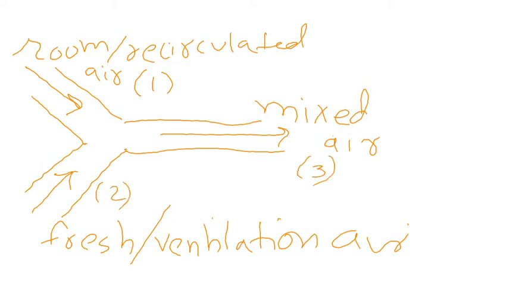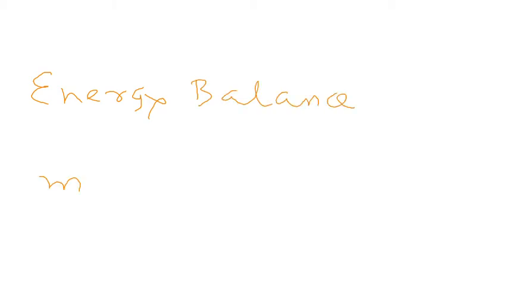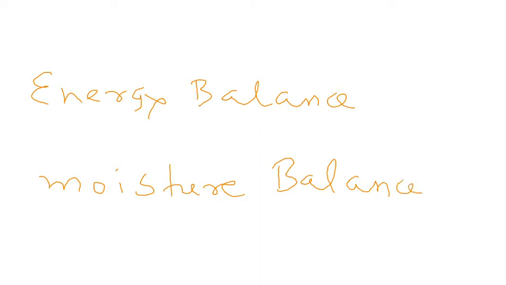Okay, so how do you solve this problem? For solving this problem, it's a very simple thing. You write an energy balance and you write a moisture balance. By writing an energy balance and moisture balance, you get equations which can help you determine the state 3. So how to get state 3? State 3 can be obtained by writing an energy balance and by writing a moisture balance.